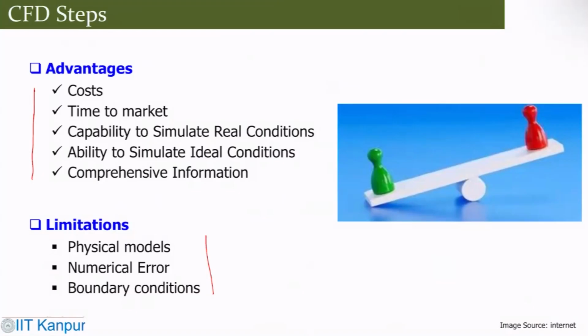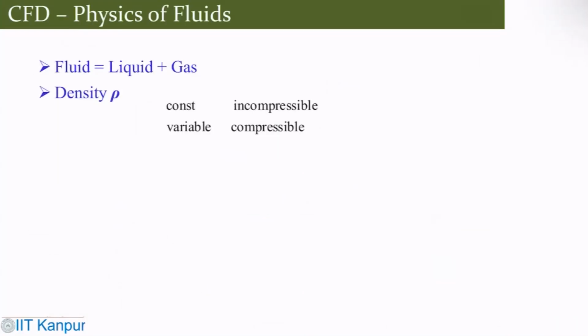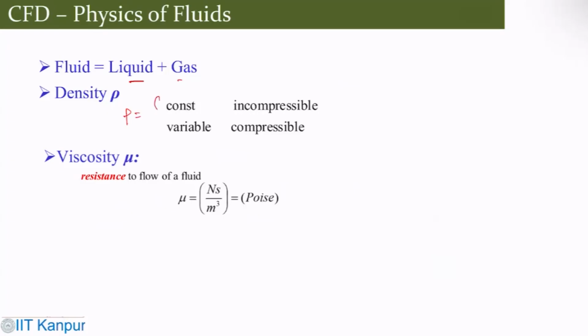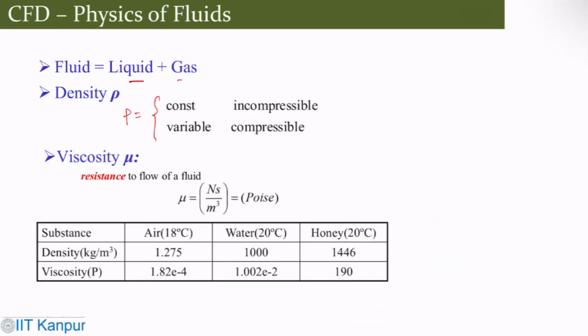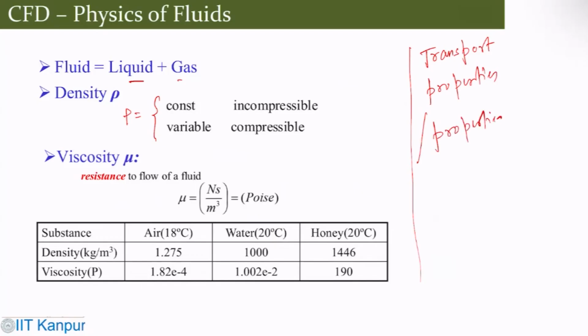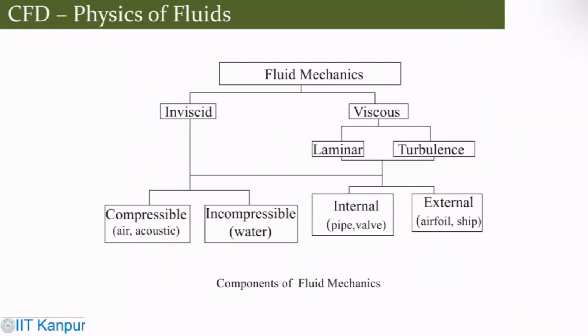Okay. Now, when you talk about fluids, they are liquid and gas. Their density could be constant for incompressible and variable for compressible. Then viscosity is there. So these are some of the physical or transport properties of fluid.